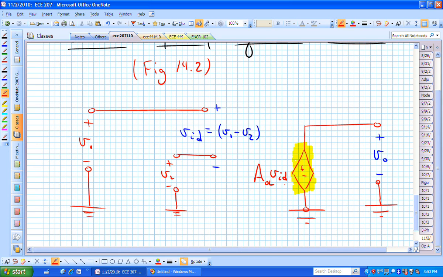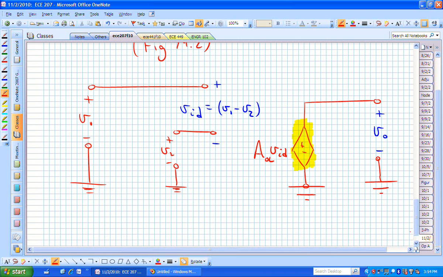What's the output voltage V sub O relative to that dependent source? It's exactly what that dependent source is, right? It's measuring the same voltage as that dependent source. So your output voltage is just an amplified version of that difference in your input voltage. A is a constant, but so the question was, is A just a constant? And the answer is yes.